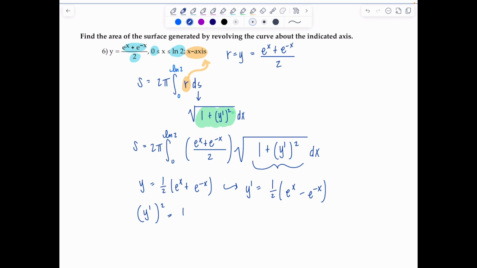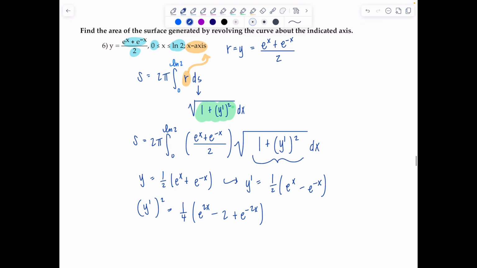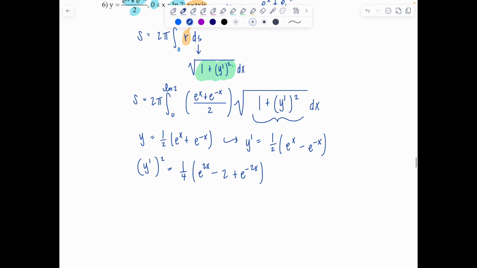So 1/2 will be 1/4. And then if I square e to the x minus e to the negative x, it becomes e to the 2x minus 2 plus e to the negative 2x. Let me clean this up, distribute. This is 1/4 e to the 2x minus 1/2 and then plus 1/4 e to the negative 2x.